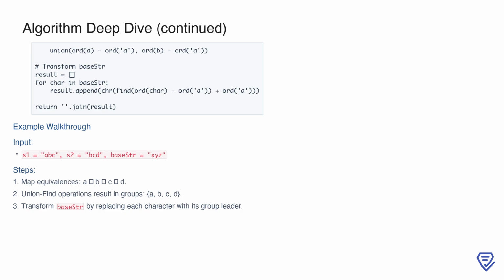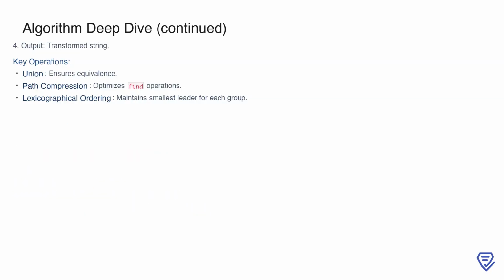Let's look at an example to clarify the process. Suppose S1 is ABC, S2 is BCD, and base str is XYZ. The equivalences are A ↔ B ↔ C ↔ D, forming a single group. Using union find, we determine the smallest leader of this group. When transforming base str, each character is replaced by its corresponding leader, resulting in the transformed string. The final output of the example is the transformed string, which respects the lexicographical order of the equivalence groups.